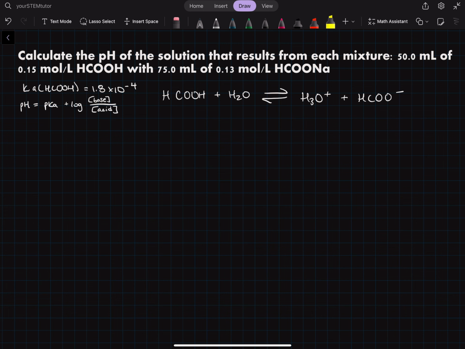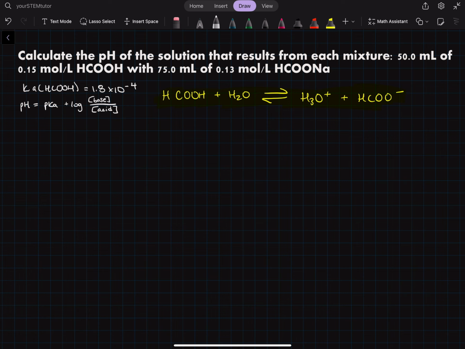So I just wrote down the approximate reaction right here, which will be very important. And a couple of things we already know is our Ka of our acid, which is 1.8 times 10 to the negative 4. And what's really important here is that our pH is equal to our pKa plus the log of the concentration of our conjugate base divided by the concentration of our acid.